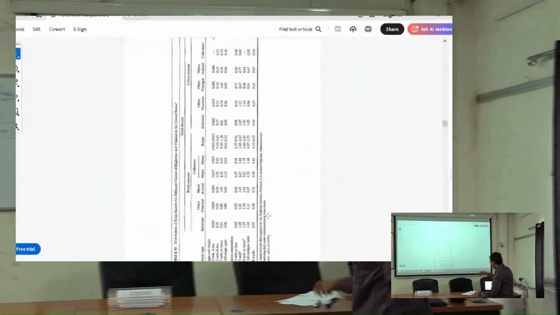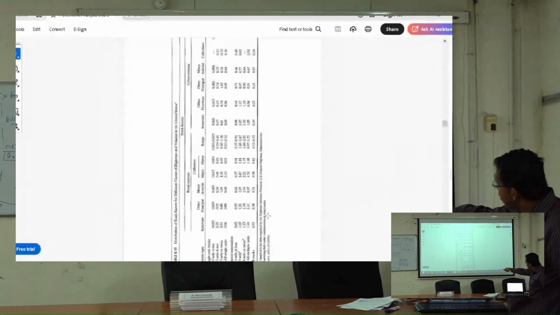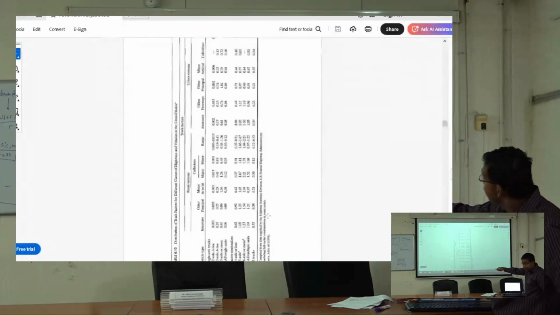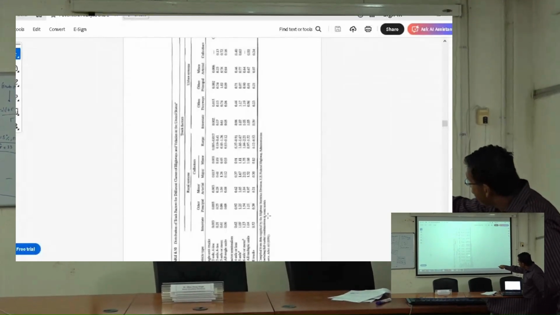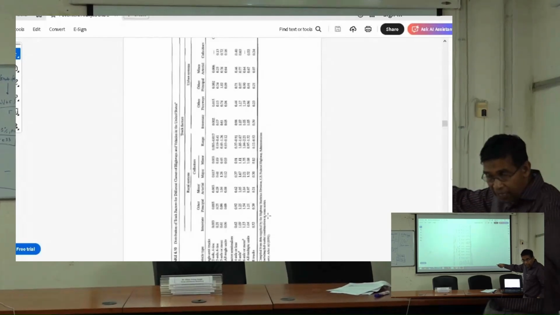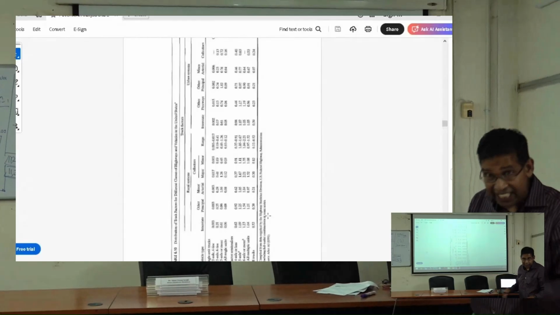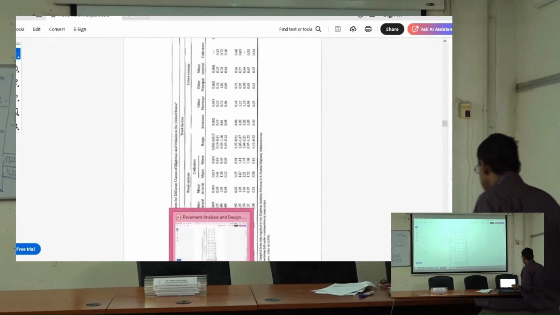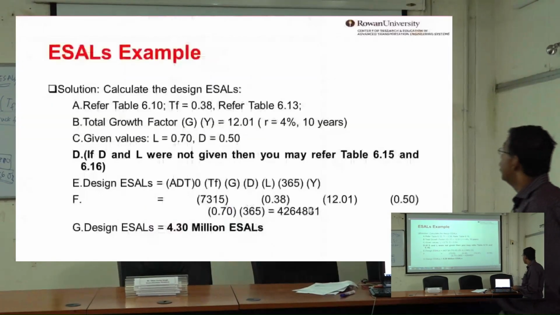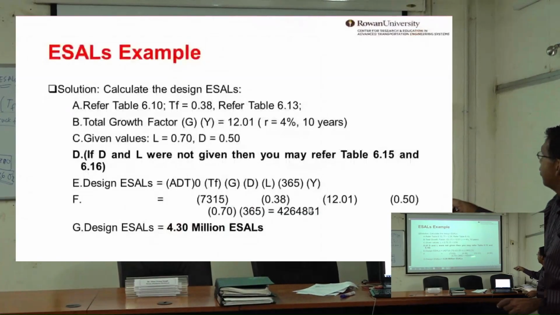So right here, that's 0.38. Right there, that's for principal, all rural interstate. Look at the problem: rural interstate, principal, all, truck factor is 0.38. So now 11 point whatever you got times 0.38 is around 4.3 million. That's the final calculation. So that's what you got: ADTT, 0.38, 12.01, 0.5, 0.7.